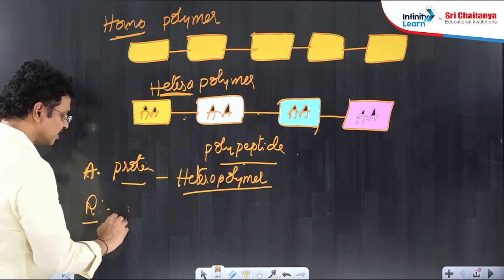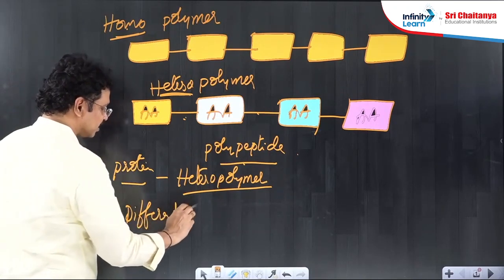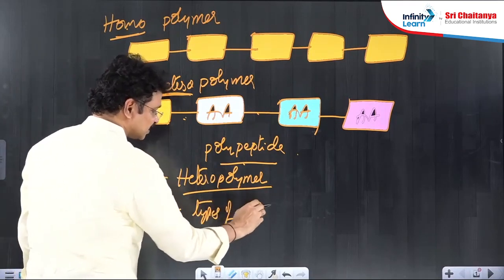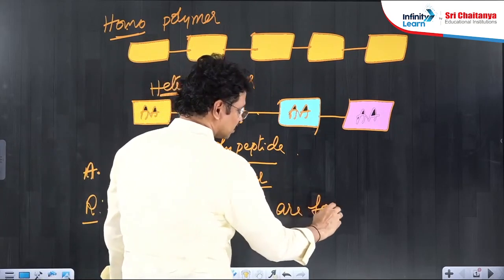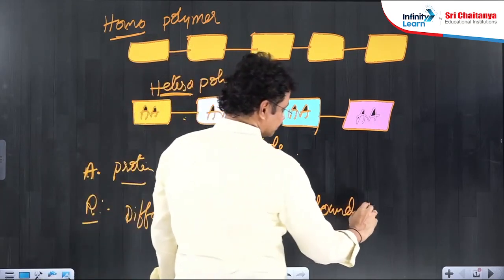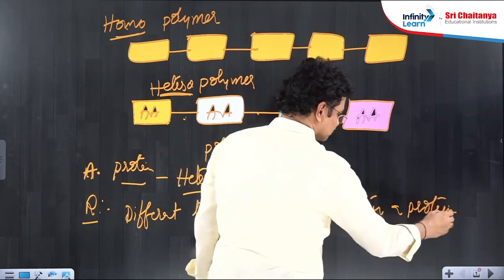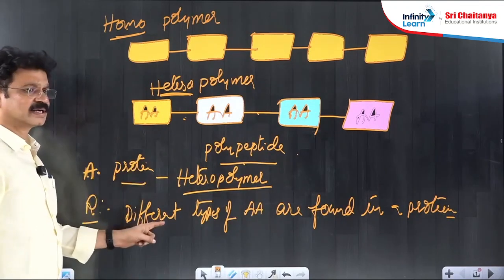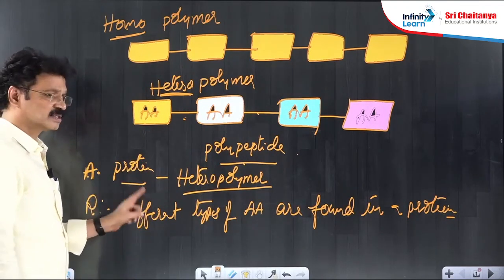Reason: proteins are made up of different types of amino acids. Different types of amino acids are found in a protein molecule. R is correct, A is correct, and R is the correct explanation. Both are true statements.